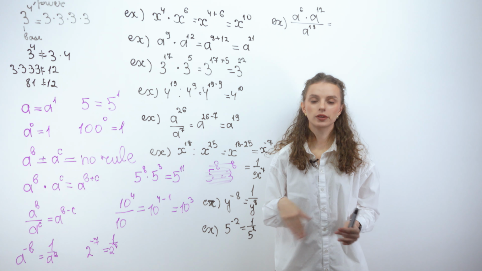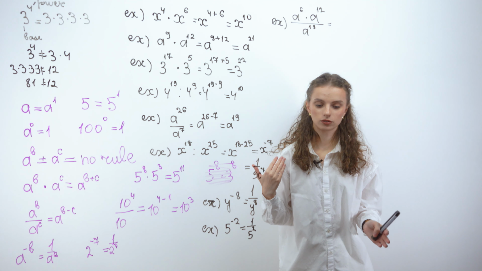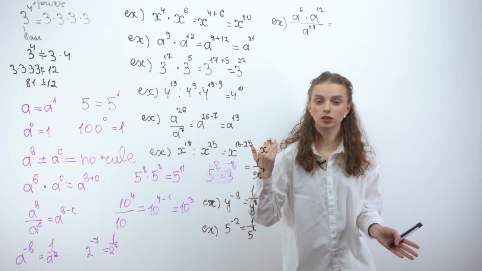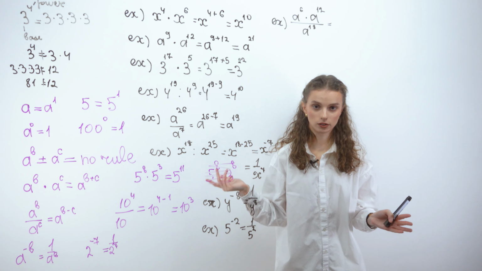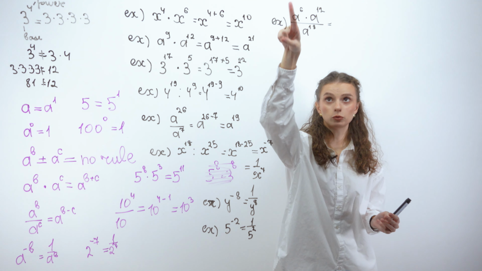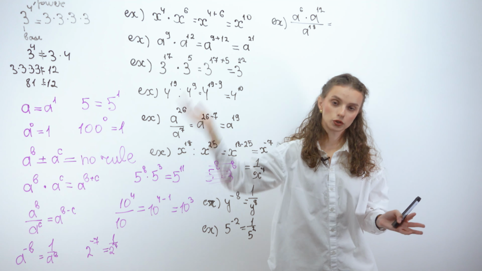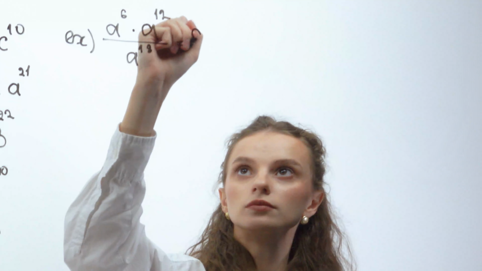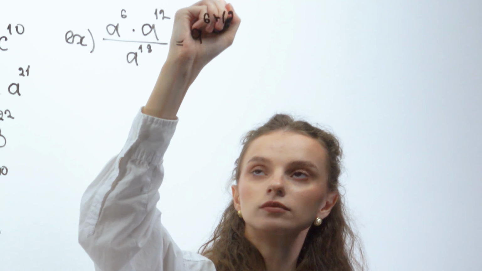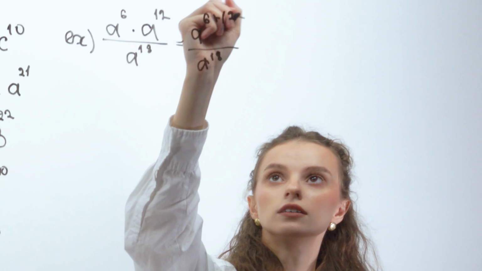I like to deal with my numerator first. If you like to deal with the denominator first, your choice. The answer is not going to differ. I have a to the 6th power multiplied by a to the 12th power. What is going to happen with the powers? I'm going to add them. And when I add them, what power am I getting? 6 plus 12 is 18.